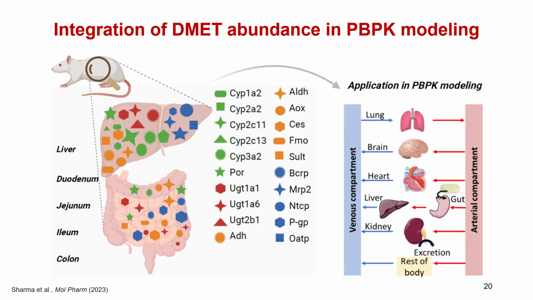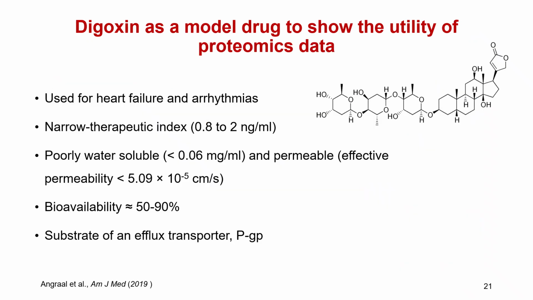The second goal of this analysis, after quantifying the DMET protein abundance in different rat tissues, was to integrate the DMET protein abundance data in PBPK modeling. For this, we used digoxin as a model drug to show the utility of proteomics data in PBPK modeling. Digoxin is used for heart failure and arrhythmias, and it's a narrow therapeutic index drug. It's a low solubility, low permeability compound with bioavailability ranging between 50 to 90%. It's a substrate of the PGP efflux transporter.